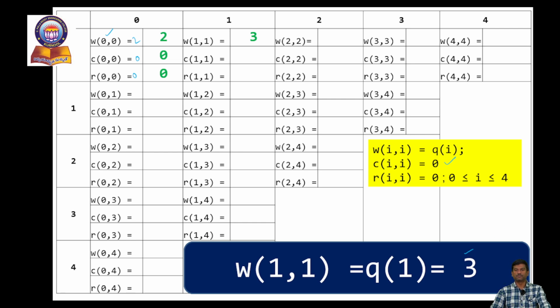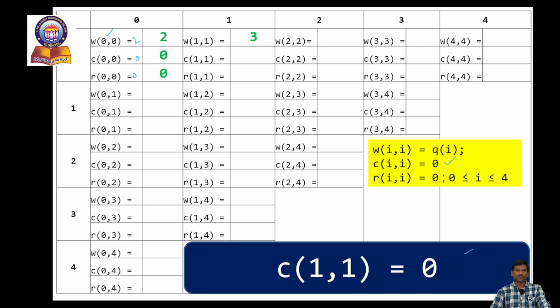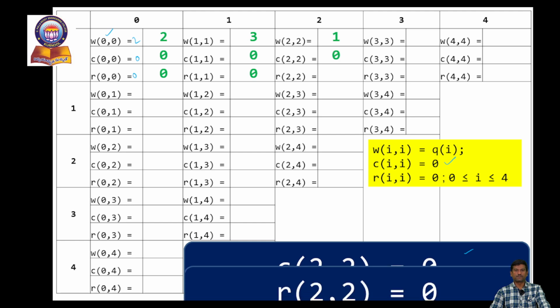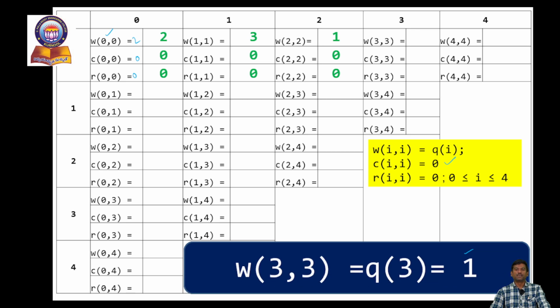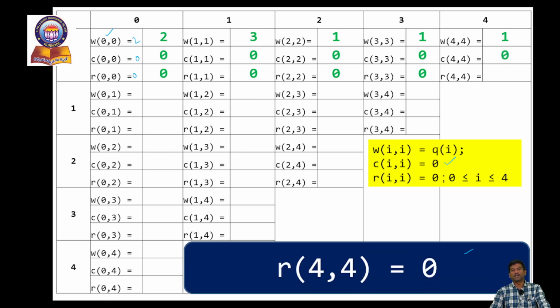That is Q of 0 to 4. Q of 0 equal to a certain value, Q of 1 equal to a certain value, Q of 2 equal to a certain value, and so on. And you'll be finding C of 1, 1, which is equal to 0, and R of 1, 1 based upon the formula is given as 0. And then you'll be finding W of 2, 2, C of 2, 2, and similarly R of 2, 2. In the same fashion, we'll be finding W of 3, 3, C of 3, 3, since the value of I equal to j, both the values are the same. In such cases, you need to replace W of I, I equal to Q of I, and C of I, I equal to 0, and R of I, I is equal to 0.